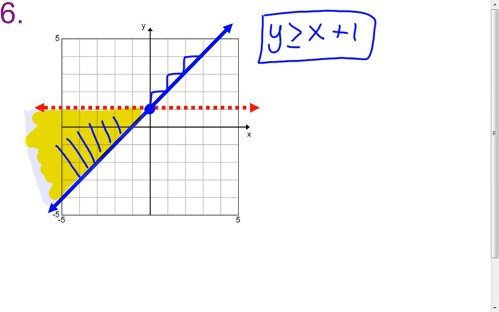And then my red line is a horizontal line, and it is my y values, my up-down values, that are being held constant. And my y values are being held constant at 1. It is shaded below that red line, so I would want it to be less than. And it is not solid, so I do not need to underline it. And so that's how that goes.